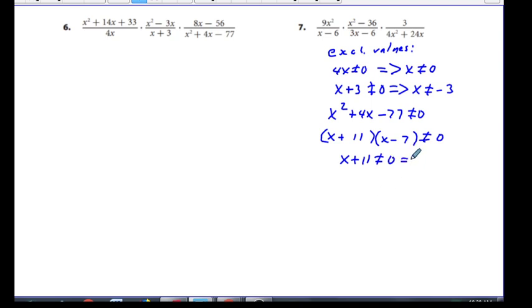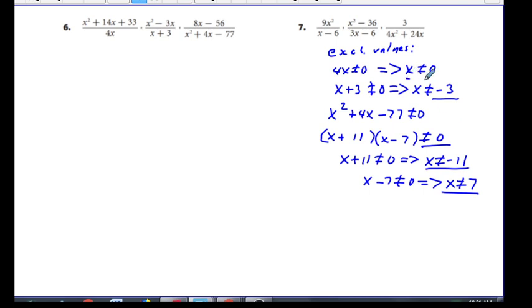And so if x plus 7 cannot equal 0, then x cannot equal negative 11. All right. And if x minus 7 cannot equal 0, then x cannot equal 7. So really that's going to be it as far as our excluded values. I'm just going to underline what they are. So just those 4, I guess.